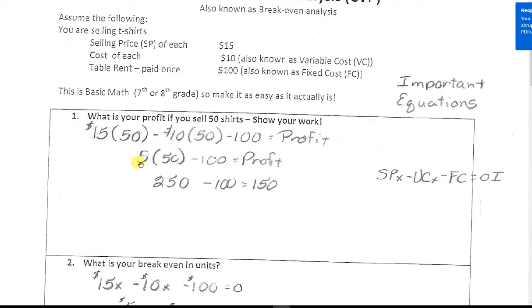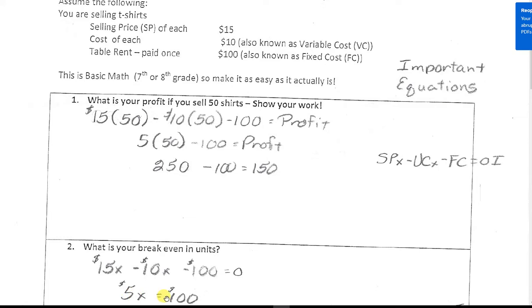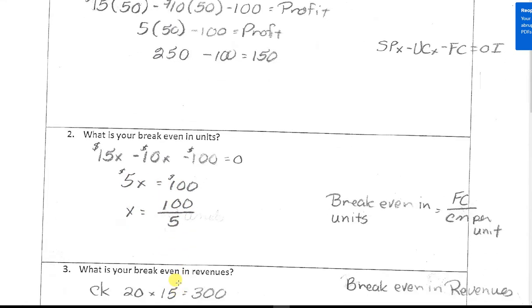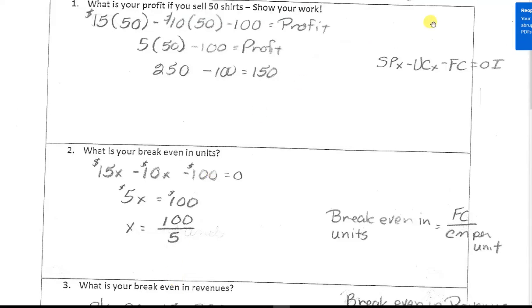Many of you probably started right here and just said, okay, I make $5 on each of them. And so 5 times 50 minus 100. That's why I wrote it that way. Okay, so now I'm going to solve for x. So I have 5x equals 100, and I have then 100 divided by 5. And I didn't write down my answer, but the answer to that one is 100 divided by 5, or 20.